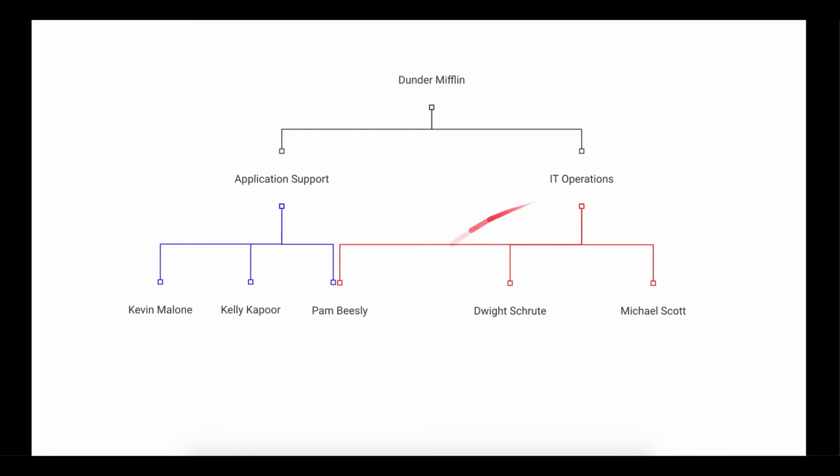The IT operations team has three members: Pam, Dwight, and Michael. And the application support team has three members: Kevin, Kelly, and Pam. So as you can see, a single user within Zenduty can be part of multiple teams.